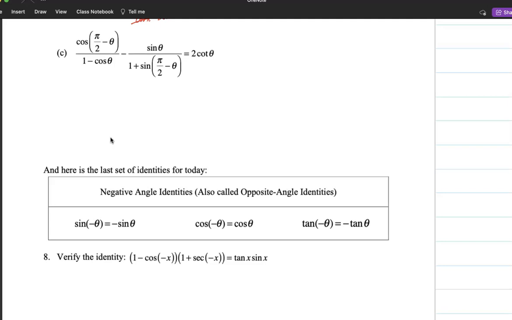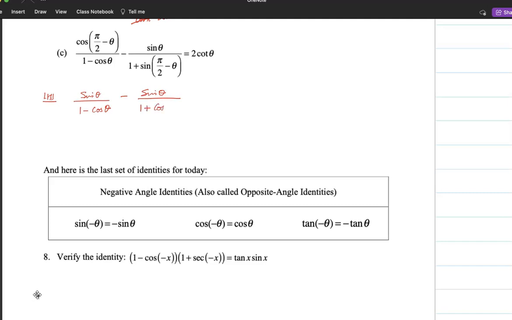No. So, we know this. Cos of pi over 2 minus theta is sine, right? Yeah. So that's co-function identities. So this will become sine theta. And then the bottom would become? No, it will remain 1 minus cos square theta. I was thinking minus sine theta upon 1 plus cos theta.